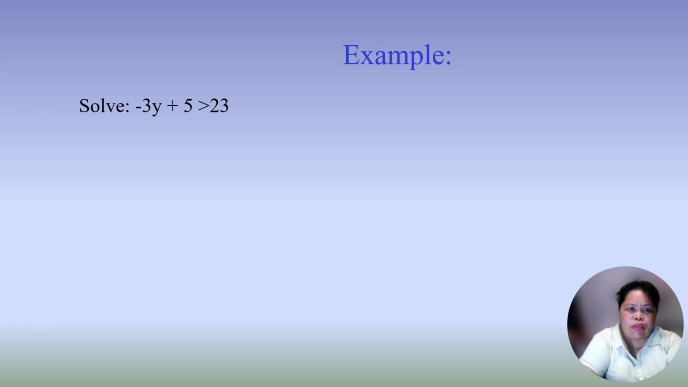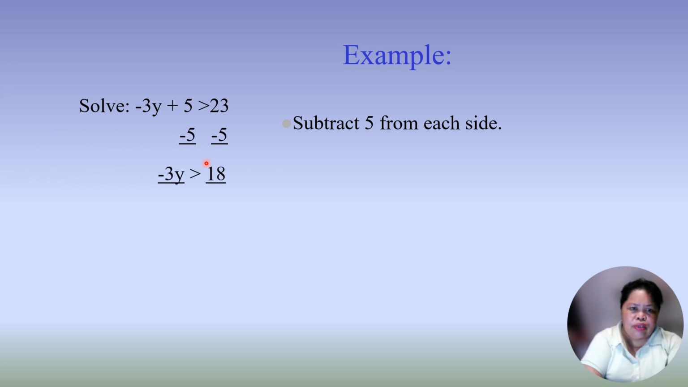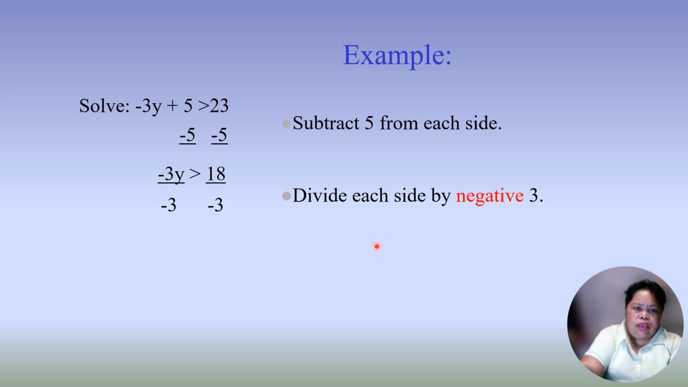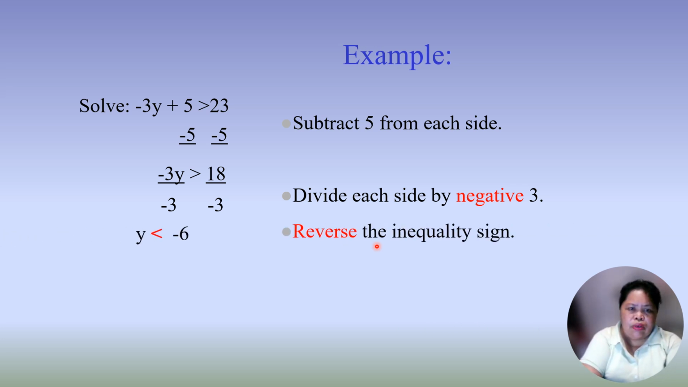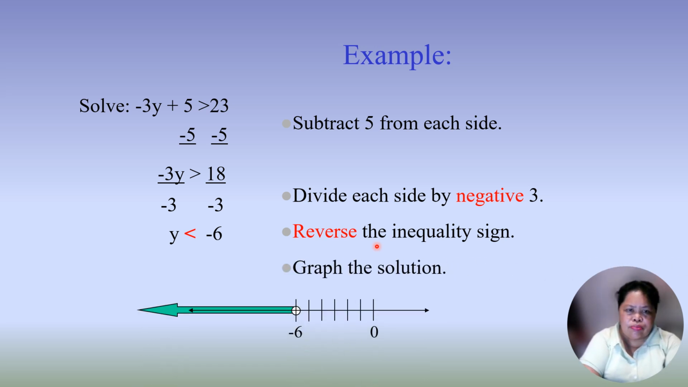Alright, here. So we have negative 3y plus 5 is greater than 23. Subtract 5 from each side. And then negative 3y is greater than 18. Then divide both sides by negative 3. So we reverse the inequality sign. Therefore, the answer is y is less than negative 6. Then graph the solution. So that's how we graph it.